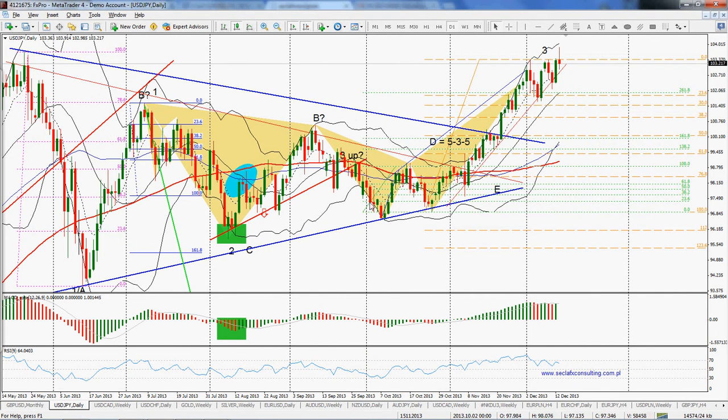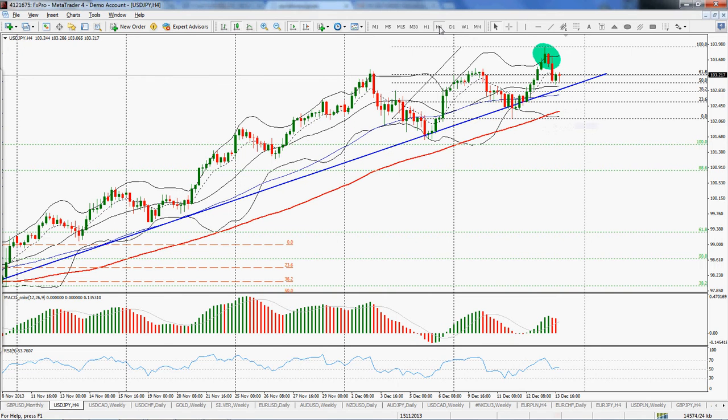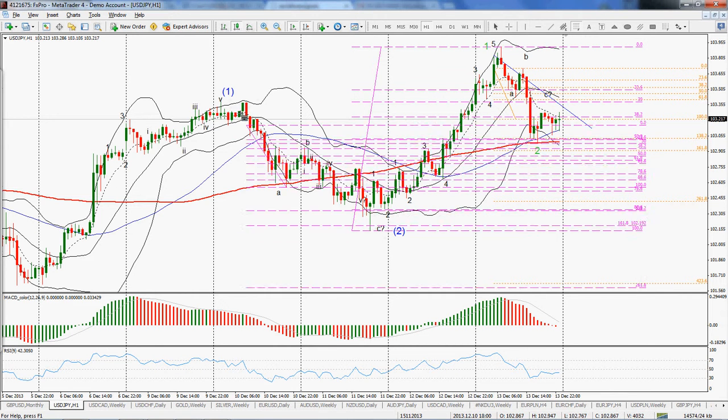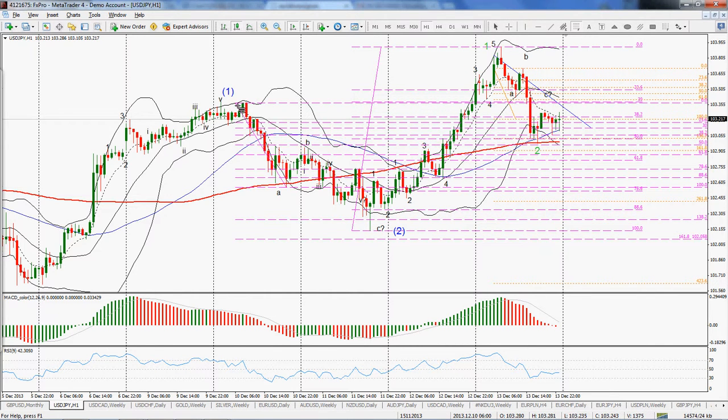But most probably we had 1, 2, 3, 4. This is 1, 2, 1, 2. So we are making the final fifth wave, and this is the first move. This is the correction. I got it on the 1 hour chart. So this is the 1, 2. If you measure it, those lengths like that, you will have here a very nice zigzag.